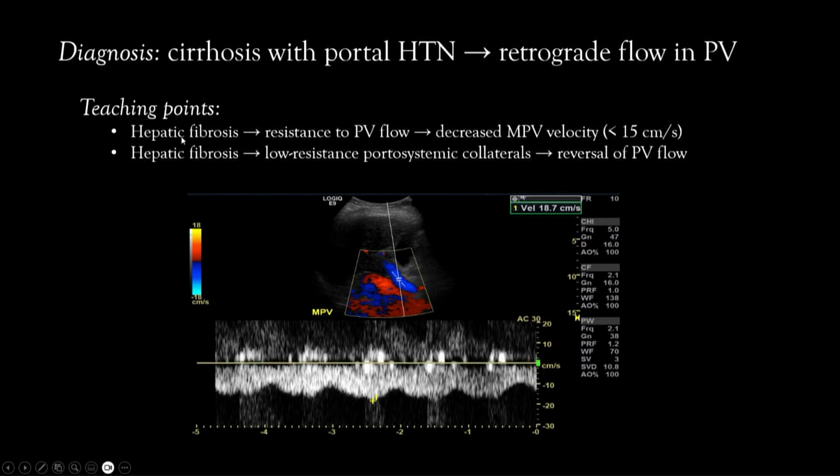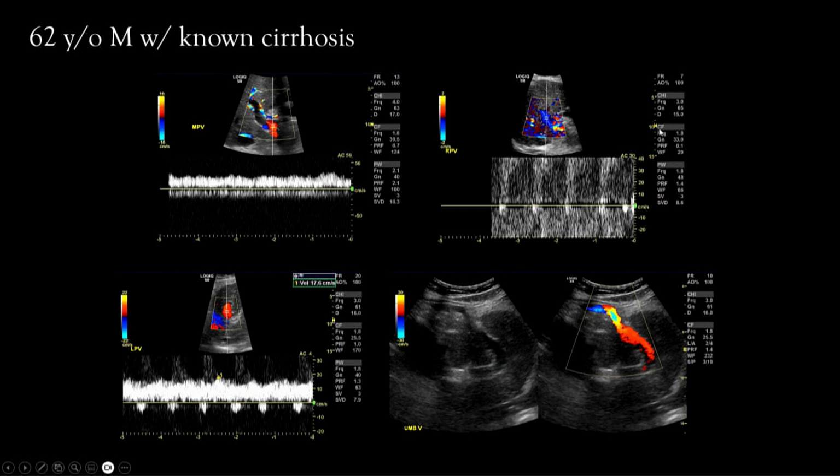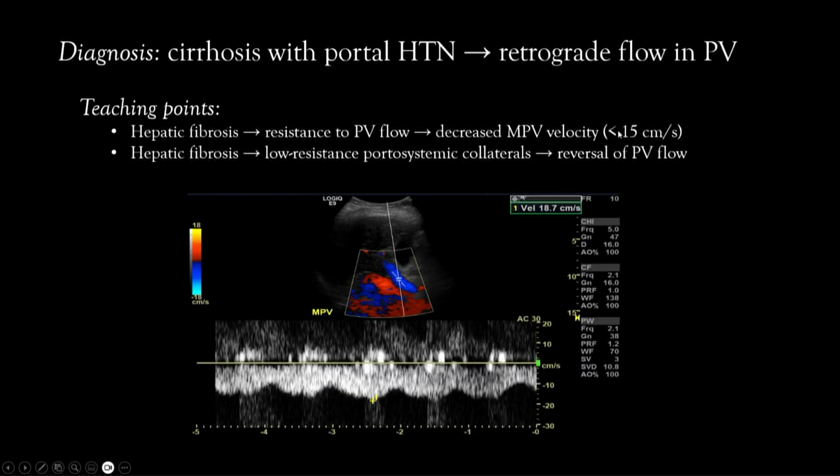So in this case, hepatic fibrosis increases the resistance to portal venous inflow. That's perisinusoidal fibrosis. And that initially decreases the main portal vein velocity. So it'll remain antegrade, but it'll drop below 15 centimeters per second. Eventually, it'll get to the state where there's relative stasis in the portal vein, where it's hard to detect flow, and that's when you're at risk for developing portal venous thrombosis. And then, with that prolonged elevation of the portal venous pressures, you'll develop low resistance portosystemic collaterals, and that's when the flow reverses and goes toward the path of least resistance.